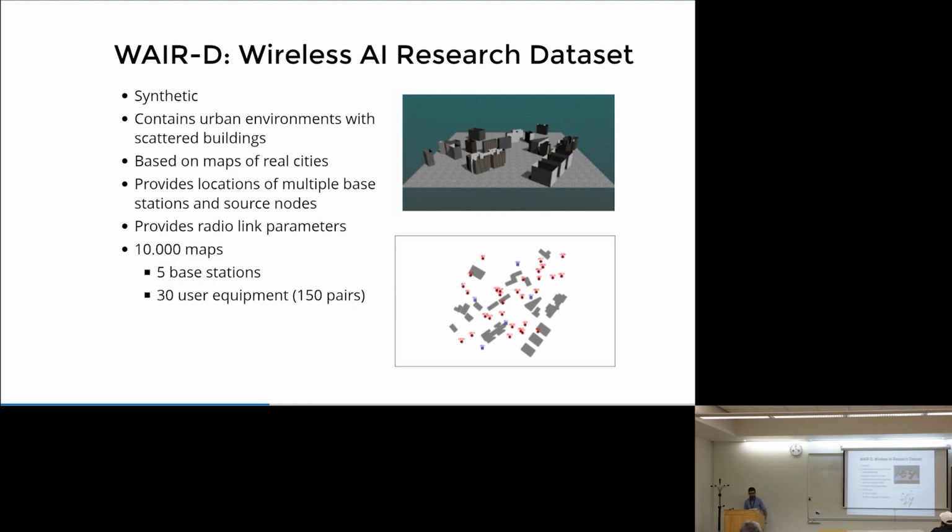Now for the dataset, we use the synthetic dataset called YereD, published by Huawei. It is based on maps of real urban areas, but the radio waves and the devices are simulated. Here we have 10,000 maps, and for each map we have 5 base stations and 30 user equipments. So for each map we have 150 pairs.